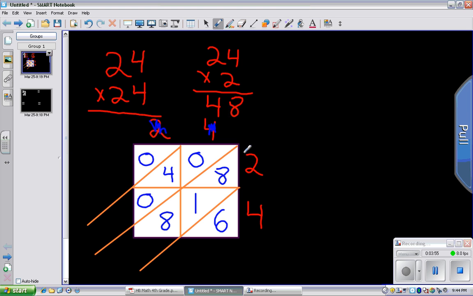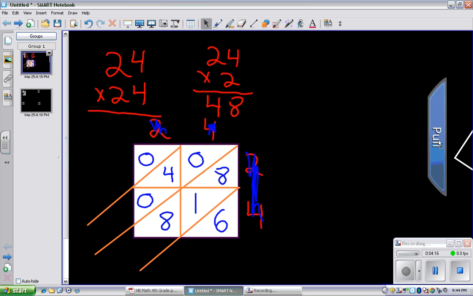Now that my box is filled with numbers, I am done with my numbers on the outside of the box. I only have one more step to go, and I've completed my lattice multiplication problem. Now I need to add up the diagonals. I need to add up this row, this row, this row, and finally this row. In order to help me do that, I like to use another piece of paper.